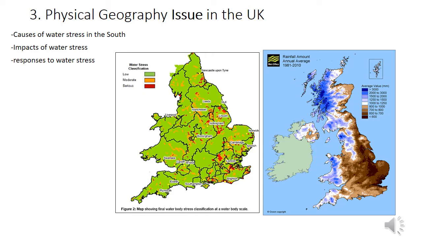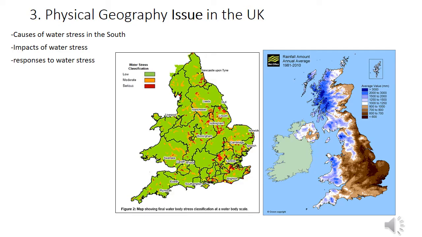If you're asked about a physical geography issue in the UK, we'd recommend you talk about water stress in the south-east areas. This is caused by it being the area that receives the least rainfall, less than 600 millimetres a year, but then has the highest demand for water because it's where most people live and therefore they're using more water. The impacts of this are that water sources like reservoirs and rivers have their levels go down because they're under stress.